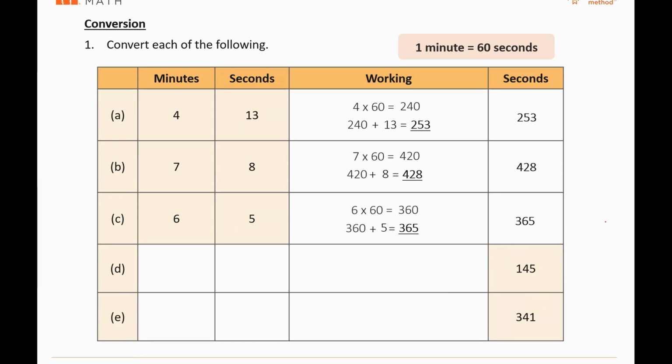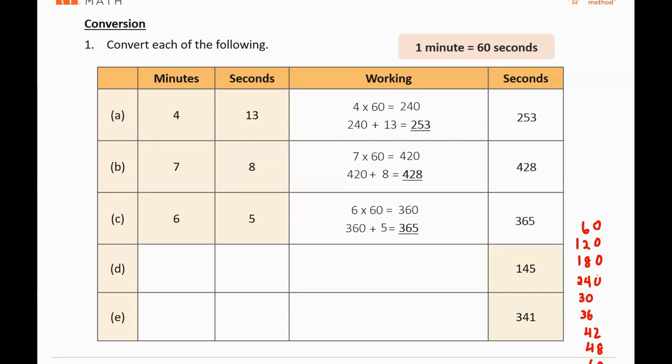How do I list down my multiples of 60? You put your multiples of 6 first. So 6, 12, 18, 24, 30, 36, 42, 48, and 60. Then put zeros at the back.